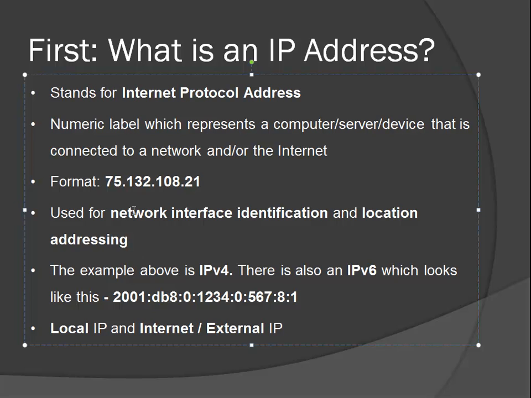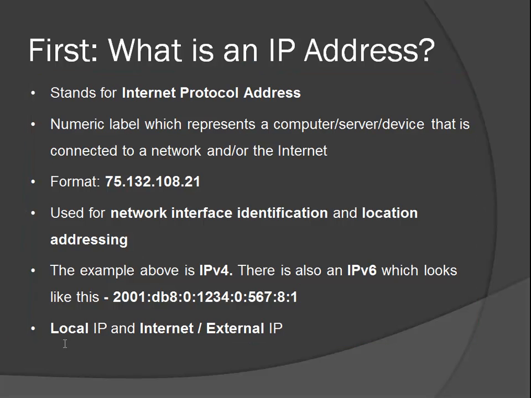The example here is IP version 4, which is typically what you'll usually see, but sooner or later we're going to run out of combinations for IP4. So we also have something called IP version 6, and those IP addresses look like this. I'm not too fond of how this looks, but we have to have it like that because we're going to run out of IP version 4.